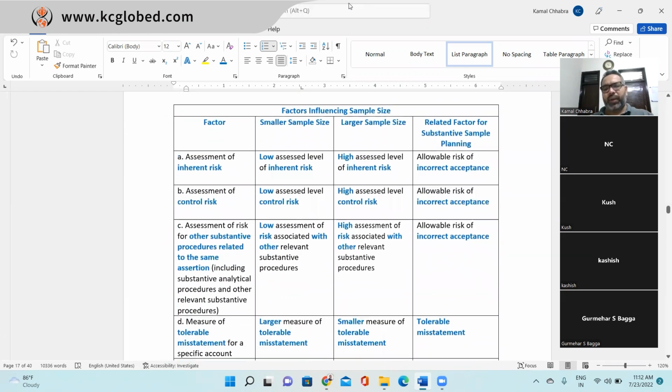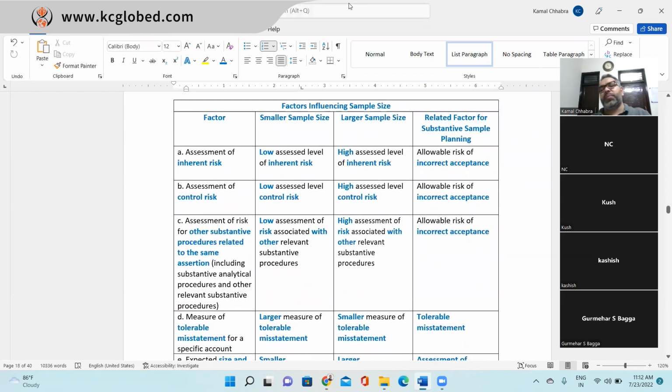Right now, I made this small table for you. I'm sure this will be helpful in your last minute revision. So what are the factors basically influencing the sample size? I have put this small table over here. It will definitely help you in the last minute revision when you are doing revision for your exam purpose. What are the factors you need to keep in mind that may impact the sample size?